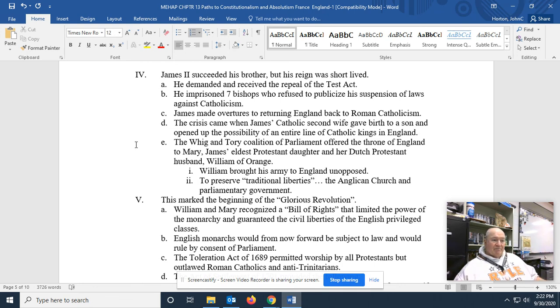You wrote that down? Mm-hmm. So William brought his army to England unopposed, didn't fire a shot. This was called the Glorious or Bloodless Revolution to preserve traditional liberties, the Anglican Church, and parliamentary government.